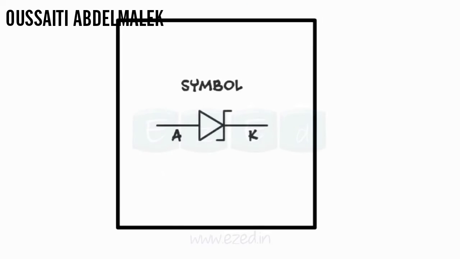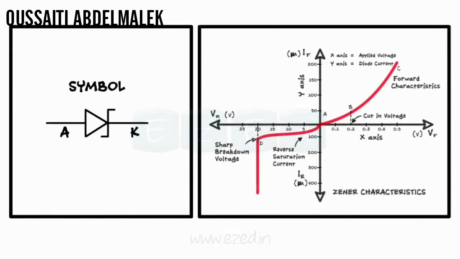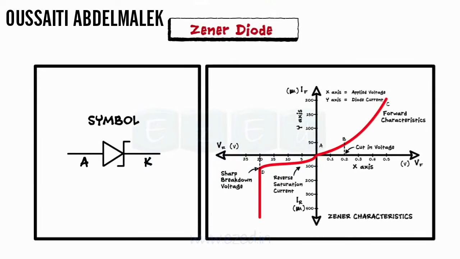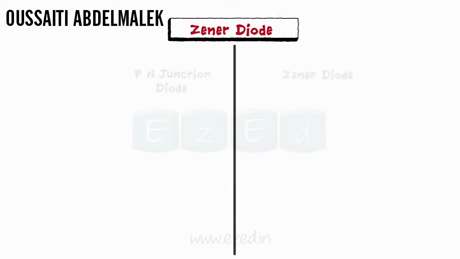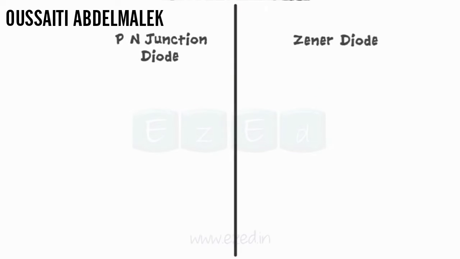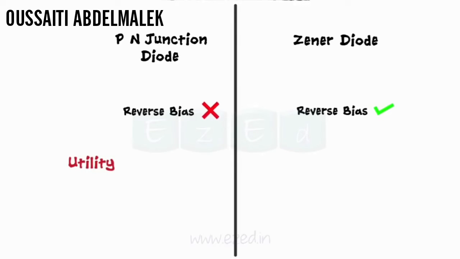The symbol and characteristics of the Zener diode are as shown. Thus, the only difference between these two types of diodes is that the PN junction diode doesn't work effectively in the reverse bias mode, increasing the probability of failure or breaking of the component, whereas the Zener diode is specially used where controlled reverse bias operations are required, thus eliminating chances of component failure.